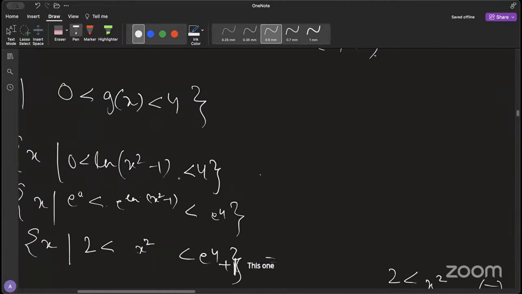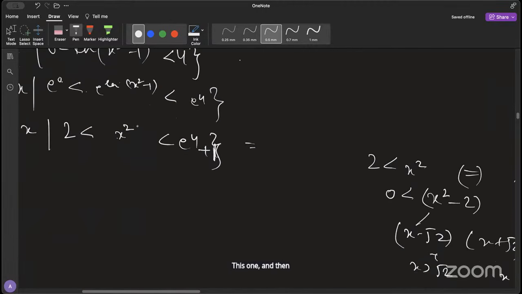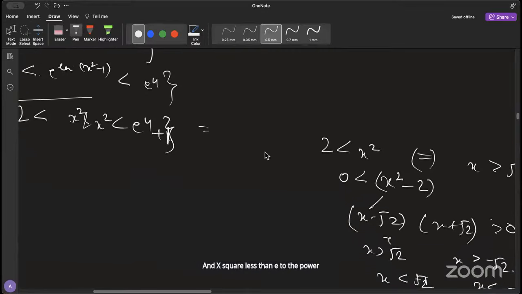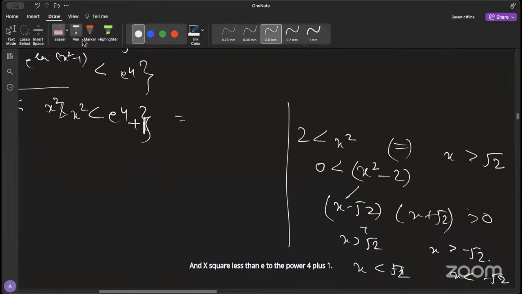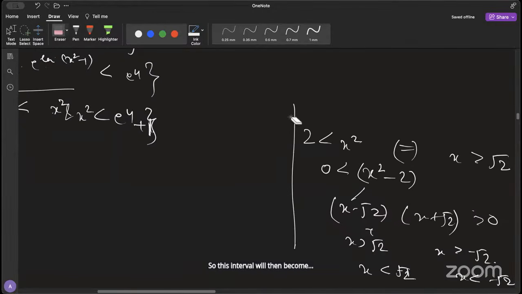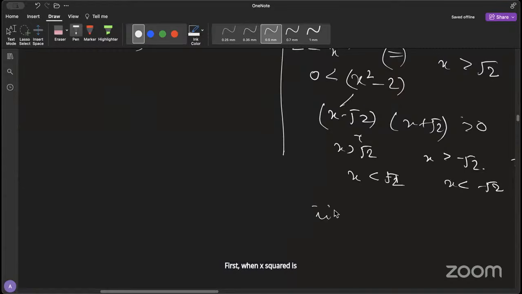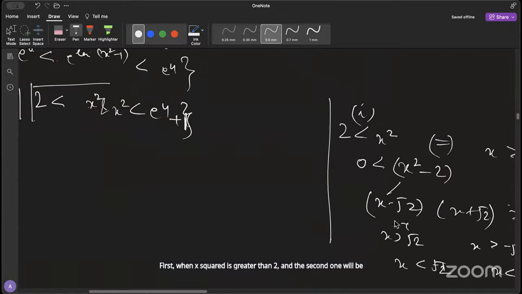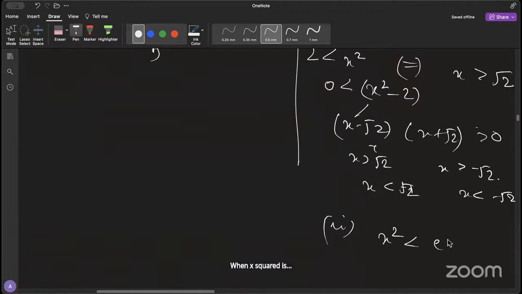Because you're solving them separately, I've solved this one first and then I'm going to solve this one. So you can write this as this one, and x square less than e to the power 4 plus 1. So this interval will then become, we have solved for this one first when x square is greater than 2, and the second one will be when x square is less than e to the power 4 plus 1.